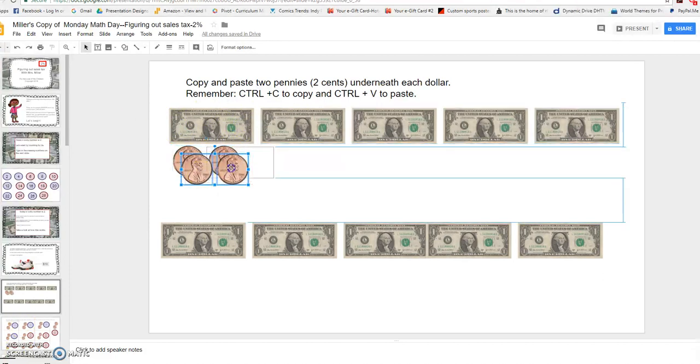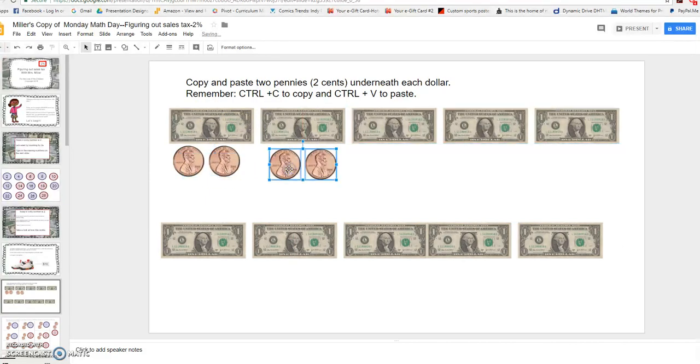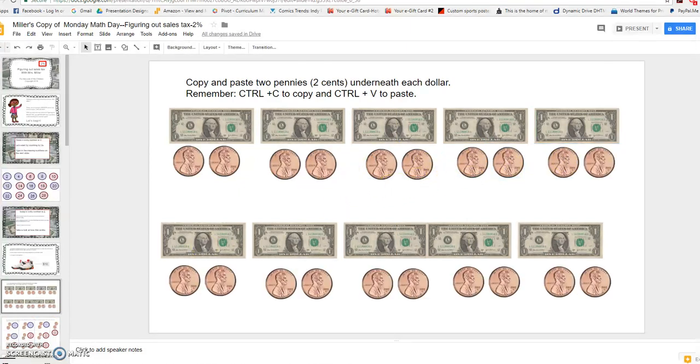Once that's pasted, I'm just going to move it over to this dollar here. Again, Control C, Control V. Move it over to this dollar. Please go ahead and push pause on the video and finish pasting your pennies underneath each dollar. Okay, so in addition to the $10, I have to pay 2% or 2 cents for every dollar in addition to that. That's what goes to the state for sales tax.